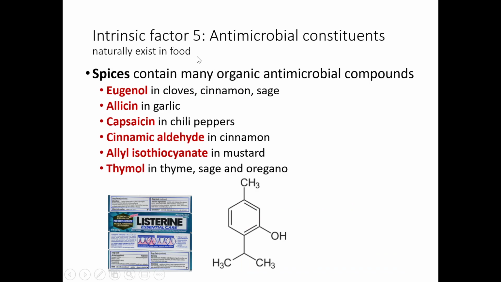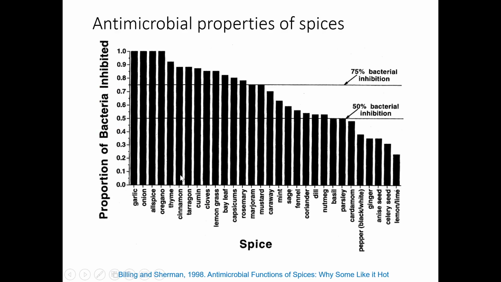So the next intrinsic factor is antimicrobial constituents. These are just naturally existing antimicrobial compounds in the food. So for spices, we have eugenol, which is inside of cloves, cinnamon, sage. Then we have allicin, which is inside of garlic. Then we have capsaicin, which is in chili peppers. We have cinnamic aldehyde, which is in cinnamon. We have allyl isothiocyanate, which is in mustard, and then thymol, which is in thyme, sage, and oregano. Okay, so one of these is going to be on the quiz, so make sure you know.